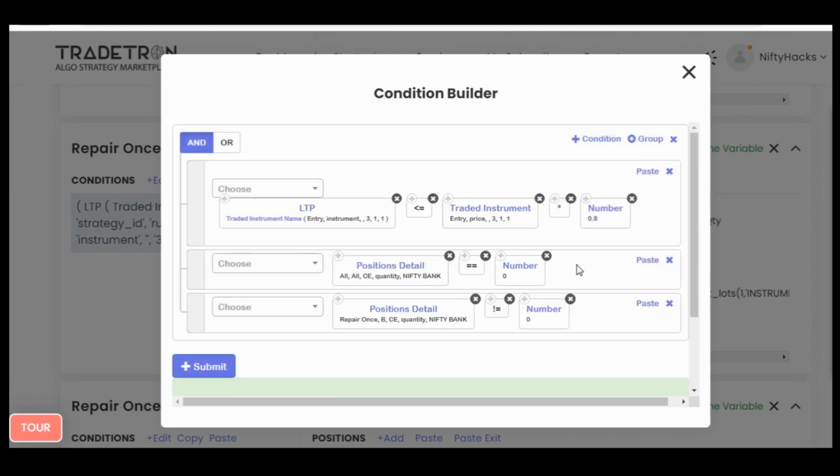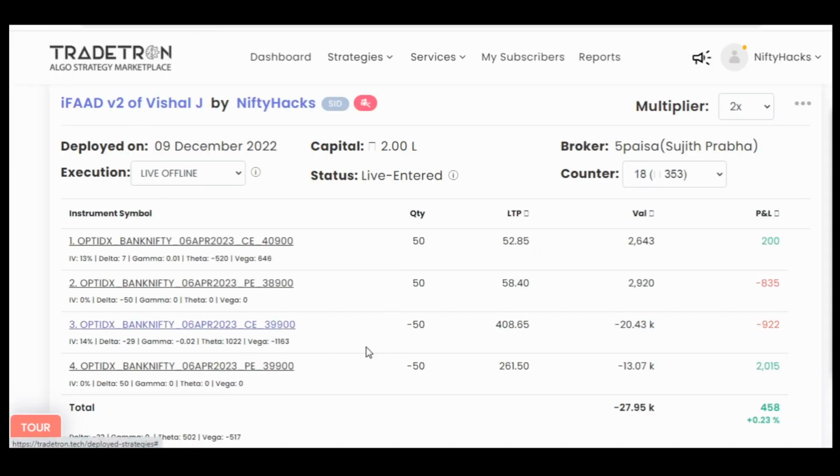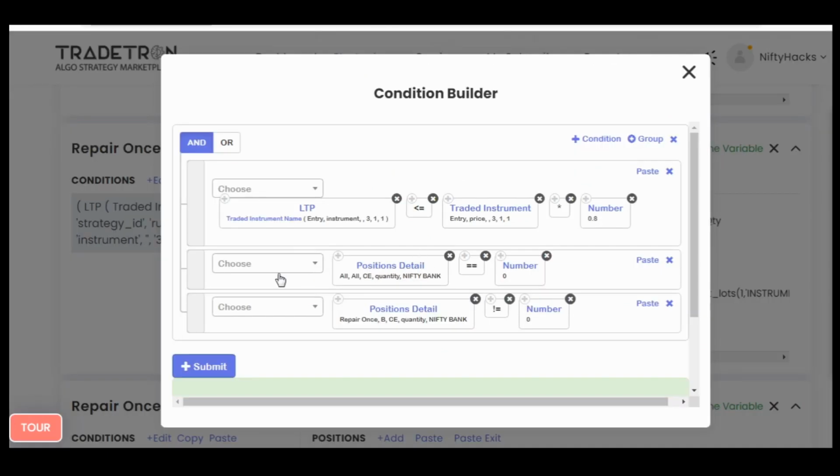If you see in these current trades, our sell side call quantity is minus 50, and our buy side call quantity is 50. If you combine both of them, the result is 0, right? This is just to ensure that our previous hedge is exited, and only then will we proceed with our further adjustments.